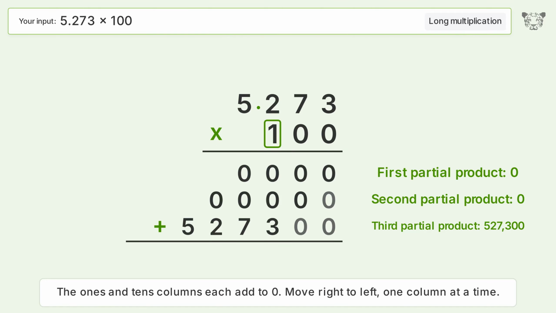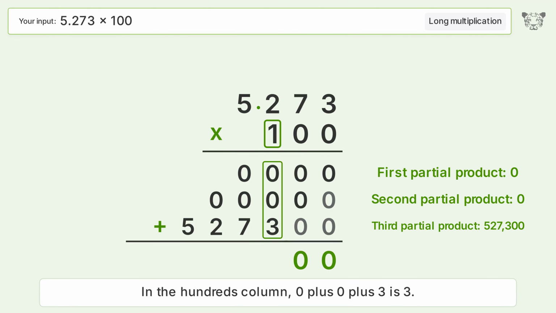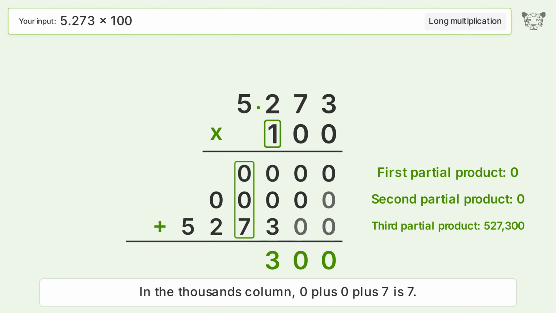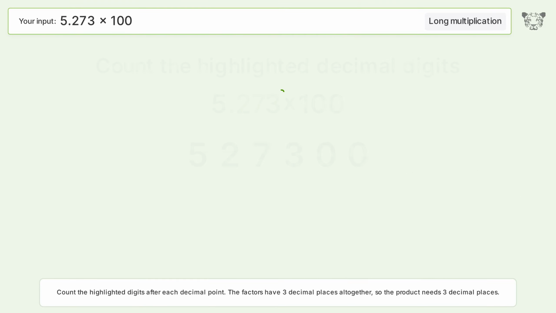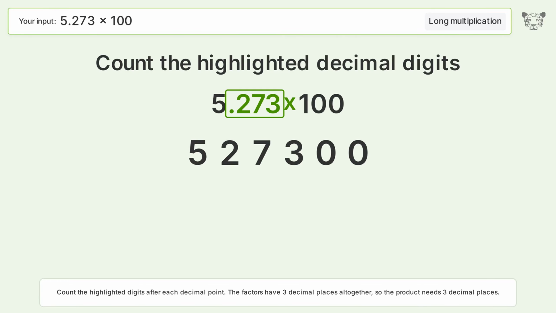The ones and tens columns each add to 0. Move right to left, one column at a time. In the hundreds column, 0 plus 0 plus 3 is 3. In the thousands column, 0 plus 0 plus 7 is 7. In the ten thousands column, 0 plus 2 is 2. In the hundred thousands column, bring down 5. The whole number product is 527,300. Count the highlighted digits after each decimal point.